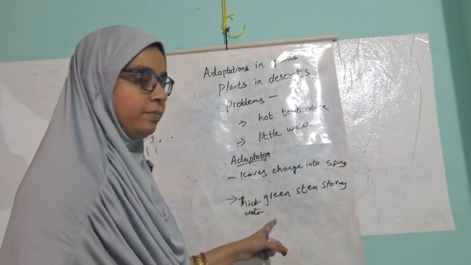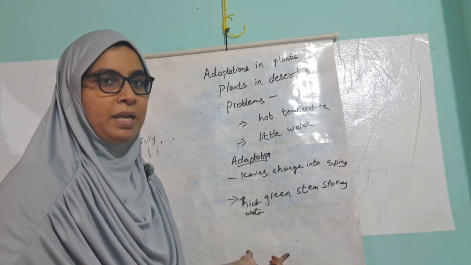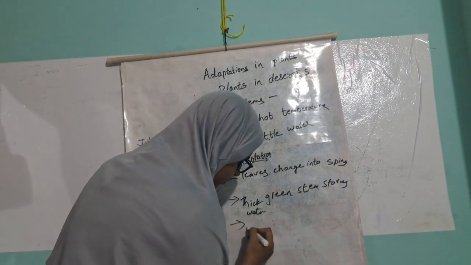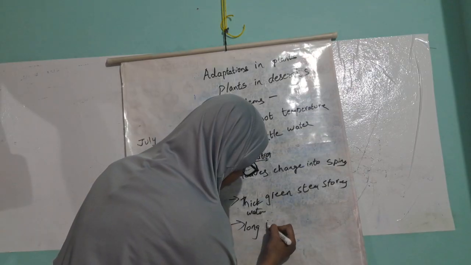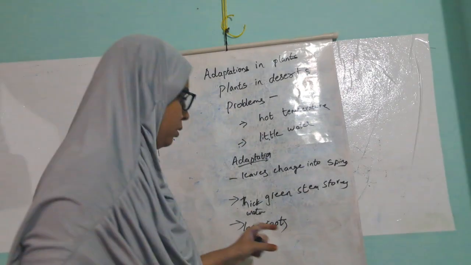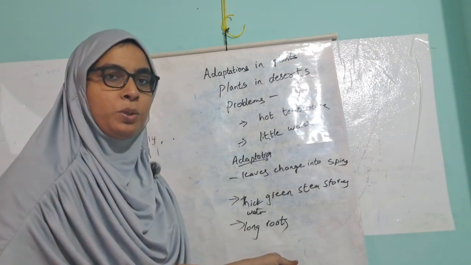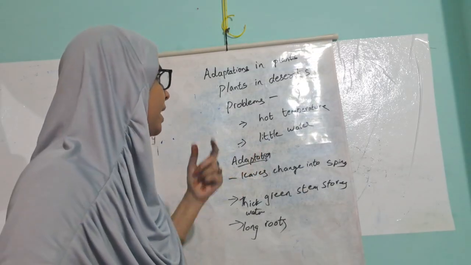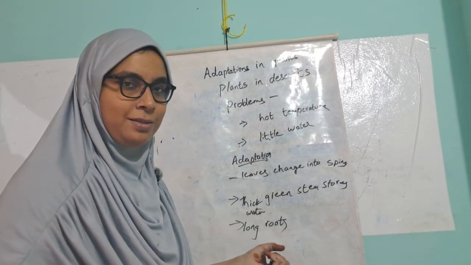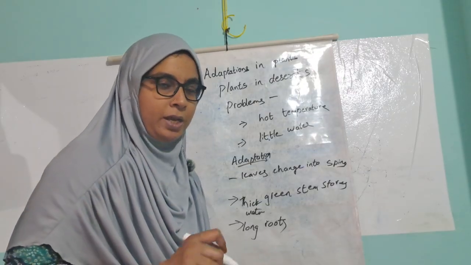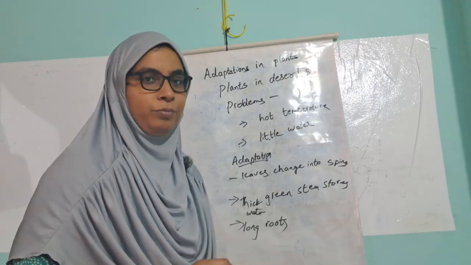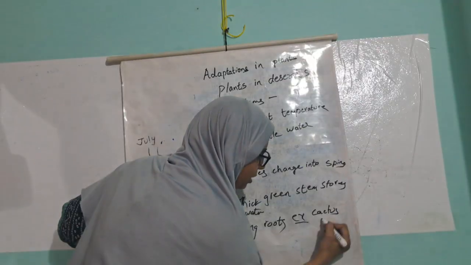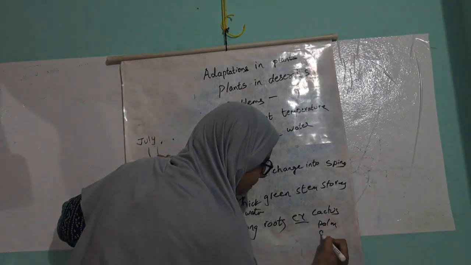They have a very thick green stem in desert plants that stores water. They have very long roots that absorb water from the deep soil. So, what are the examples of plants that live in desert areas? Cactus, palm, date.